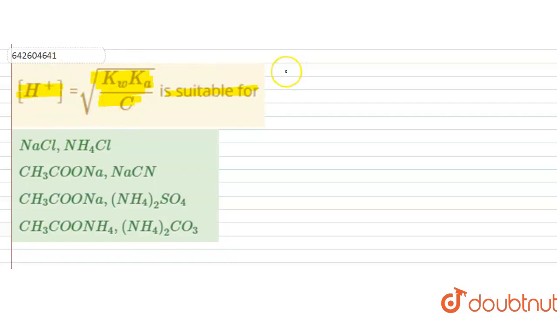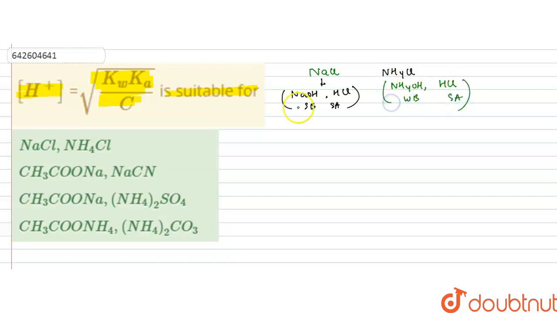So, we have to choose the correct option for which the H plus ion concentration will be equal to this. If we see the first option, NaCl and ammonium chloride. NaCl is a salt of NaOH and HCl, that is, a strong base and a strong acid. The other option is ammonium chloride, a salt of ammonium hydroxide and HCl. Ammonium hydroxide is a weak base and HCl is a strong acid.